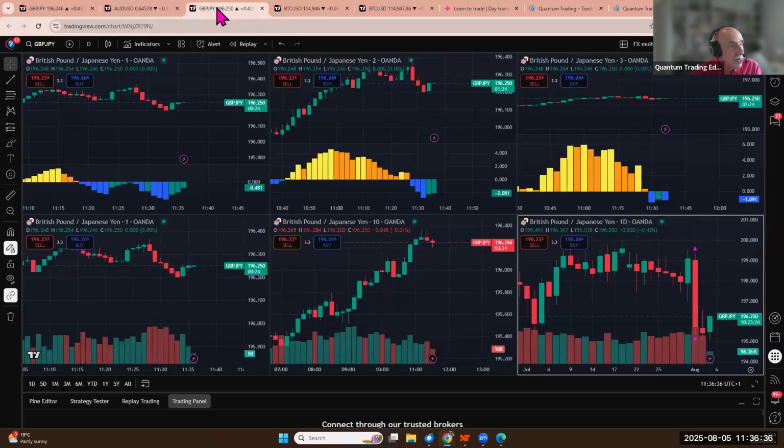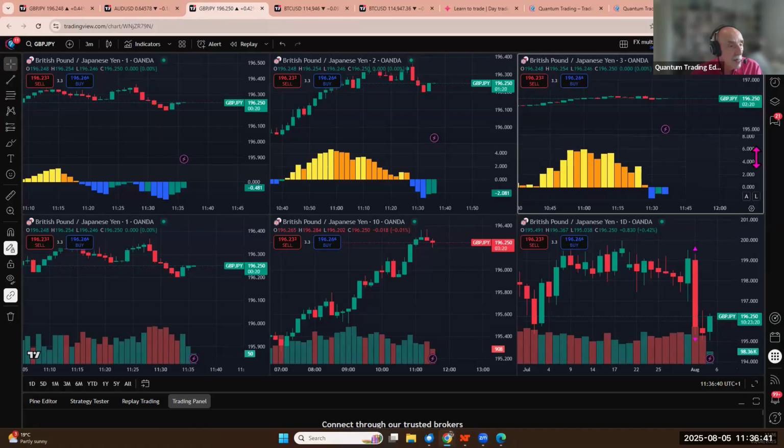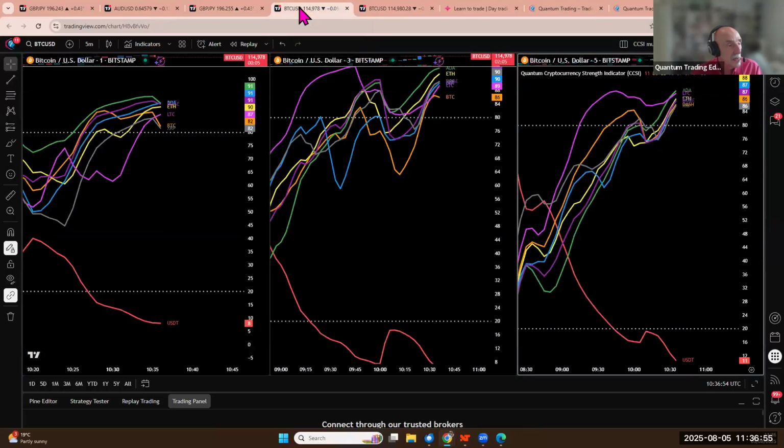Let's just see what's going on the pound yen before we wrap up. It's at quite a pause point now, moving into a congestion phase. We've got a little way to go before the US markets get underway, but that's something always to be aware of. And as I say, we look at the currency strength indicator and the cryptocurrency strength indicator in exactly the same way.